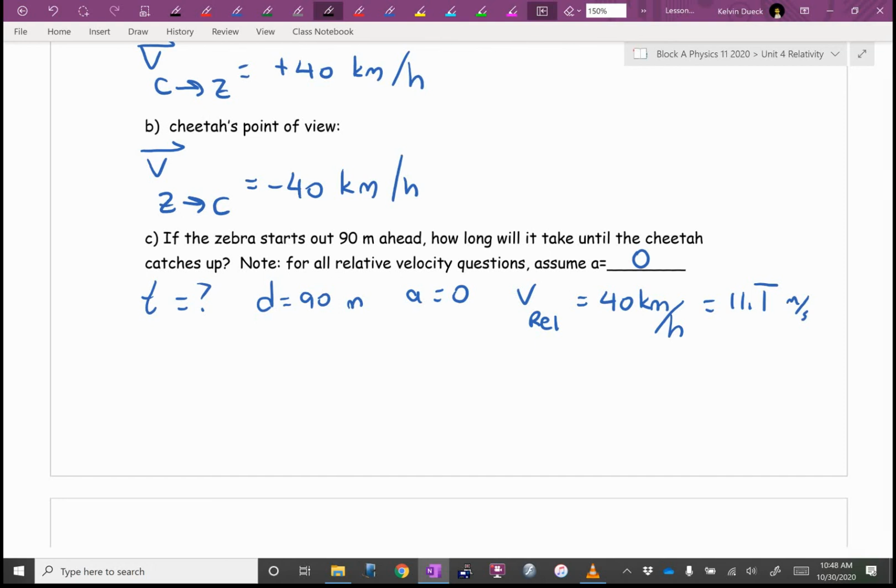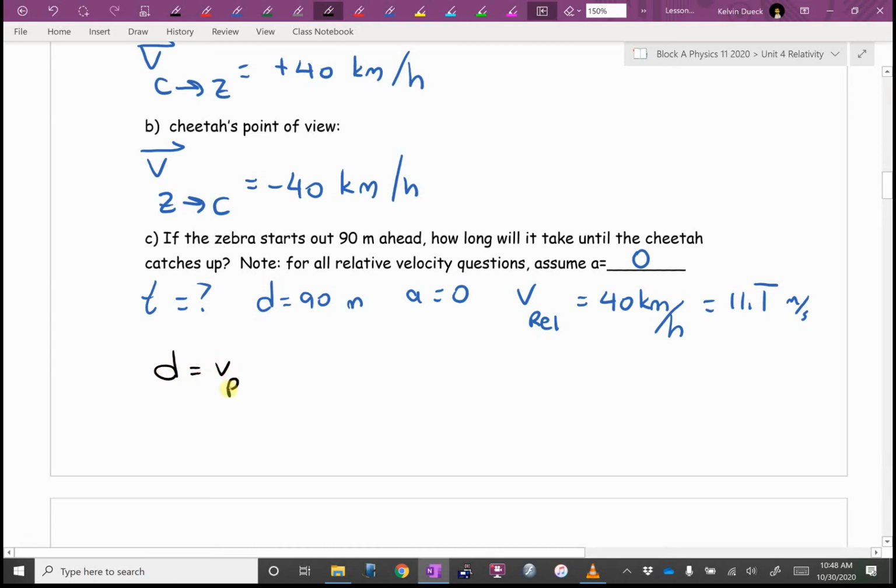Which equation? Half AT, except what's A? So it's going to be D equals VIT, except what's VI? VREL. Here's our modified special equation.